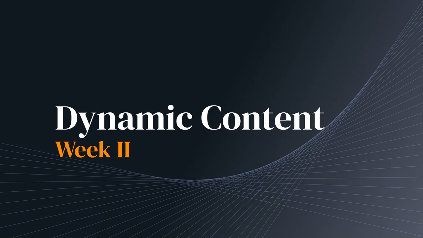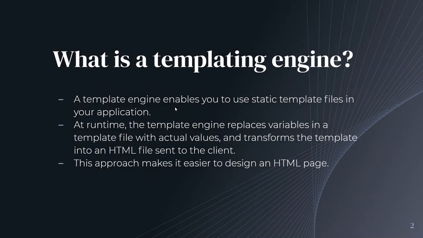Today we're going to be talking about week 2, introducing dynamic content into our Node projects. There are a lot of different ways to deal with dynamic content. With Node, we generally think of it in terms of what a templating engine is. A template engine allows you to use static template files in your application, and then at runtime, the template engine replaces variables in a template file with actual values and transforms the template into an HTML file sent to the client. That is what we generally think of as being dynamic.